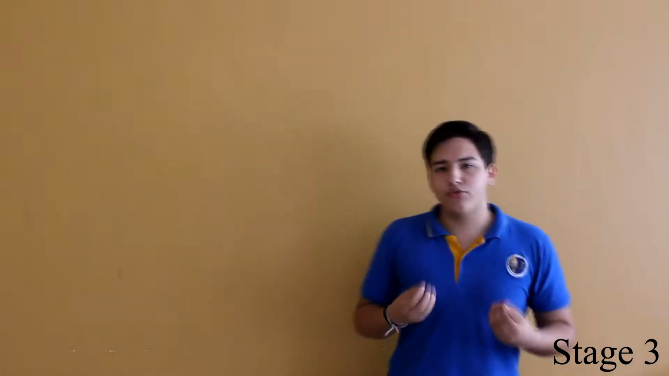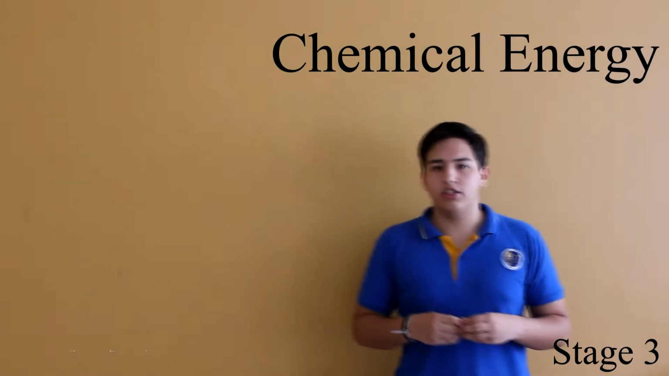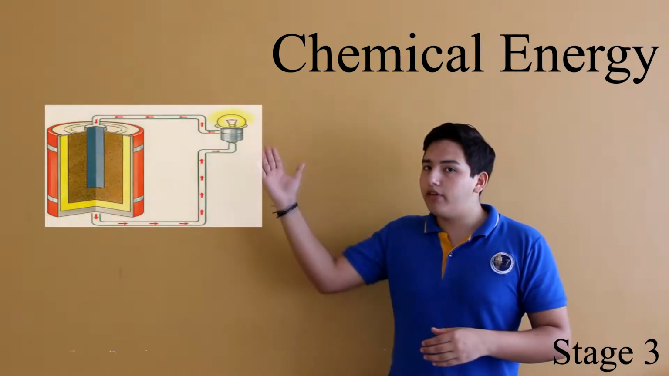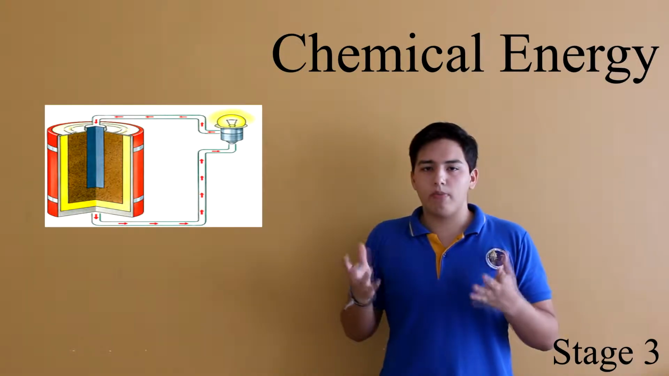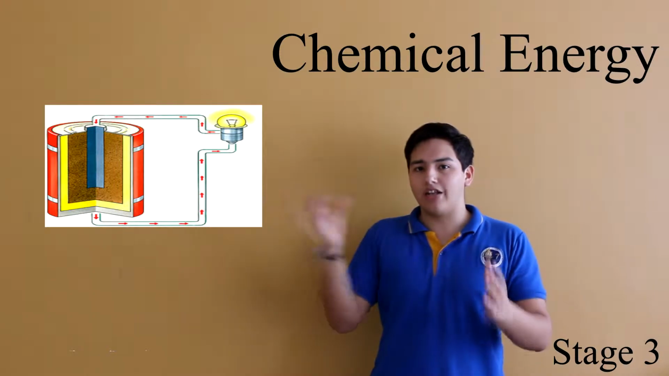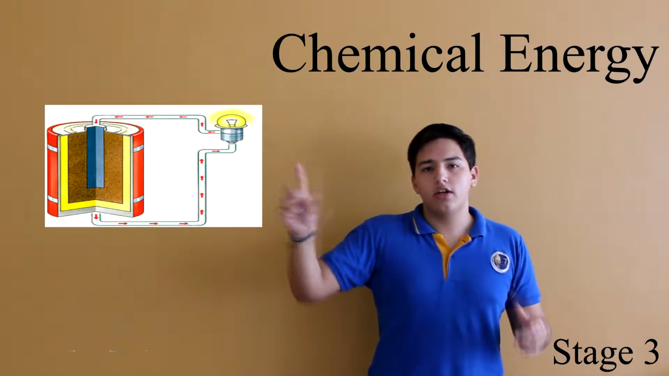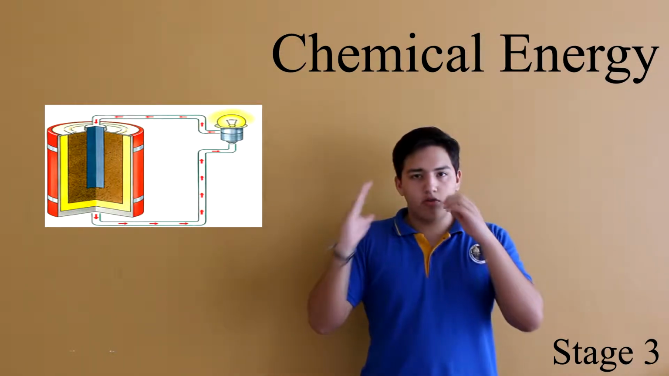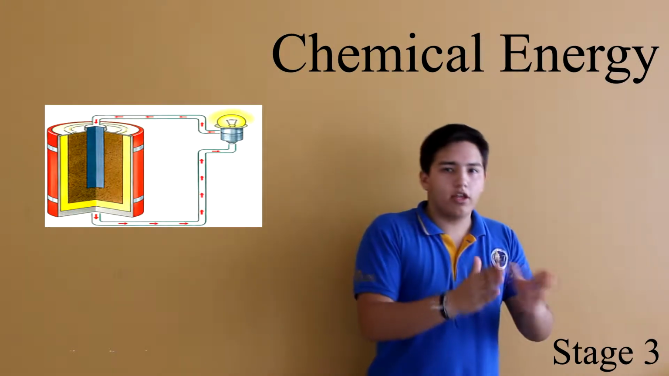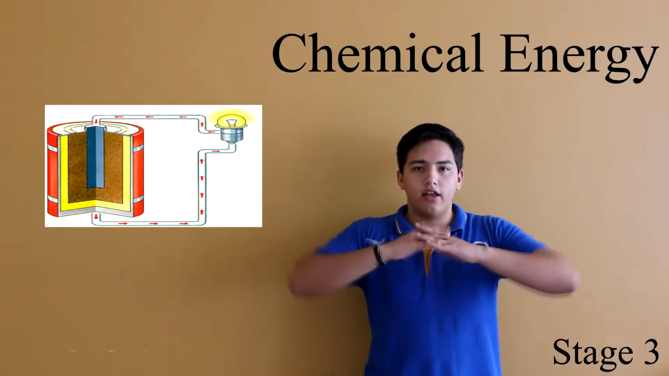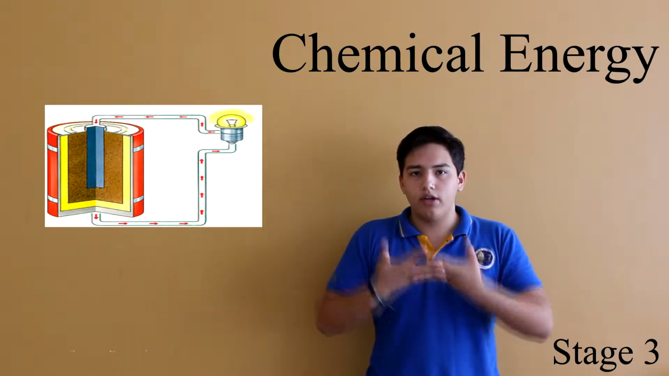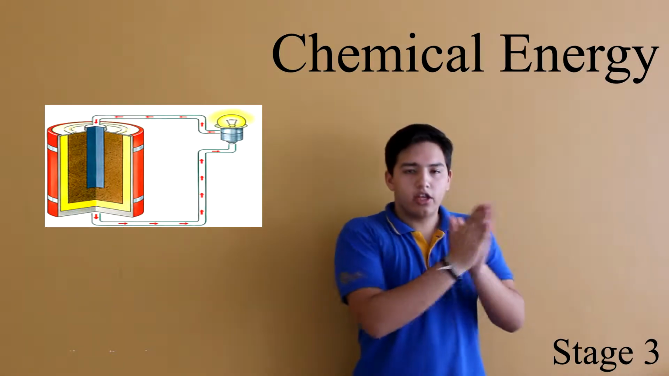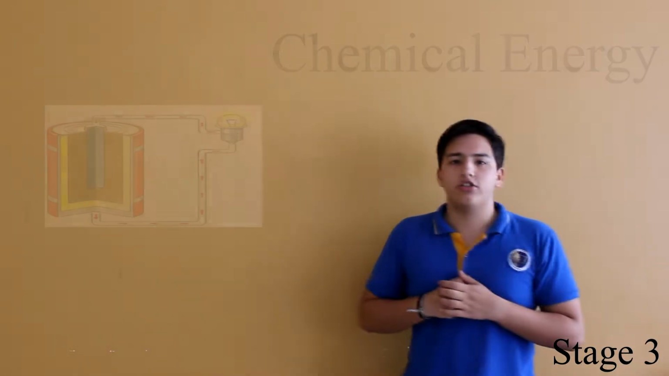Another type of electricity energy source is chemical energy. This chemical energy you can find in batteries. For example, you can put batteries in a toy car, and when you activate the switch, the circuit inside the toy car comes in contact with the battery, and the chemical inside the battery is liberated and converts chemical energy to electricity energy.